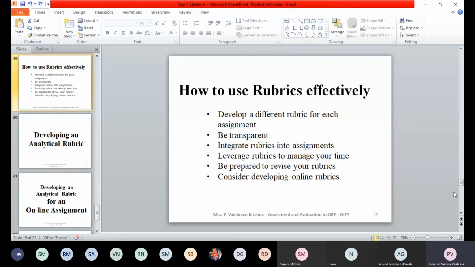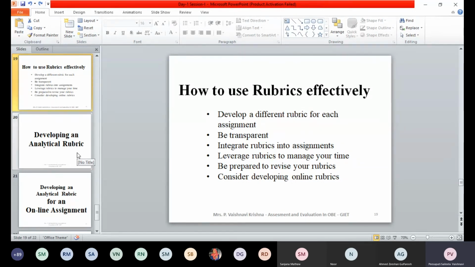Yes, and then consider developing online rubrics. This is what is most important. Online rubric development. If I have some time, I will show you. I hope all of you are proficient enough in using your Google Classrooms. Does any one of you know how to add rubrics to your Google Classroom?